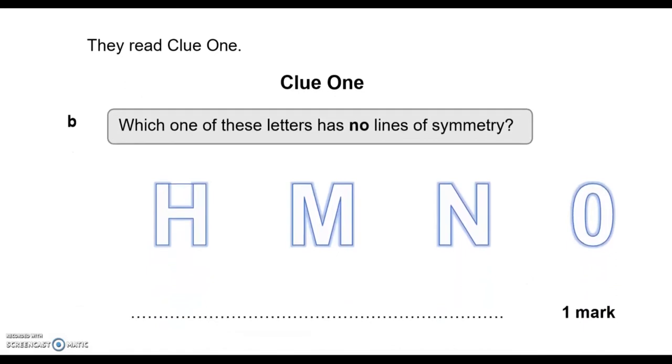They read clue 1, which says, which one of these letters has no lines of symmetry? No lines of symmetry. H has lines of symmetry. M has a line of symmetry. O does, but N doesn't, as you can see. So the answer is N.